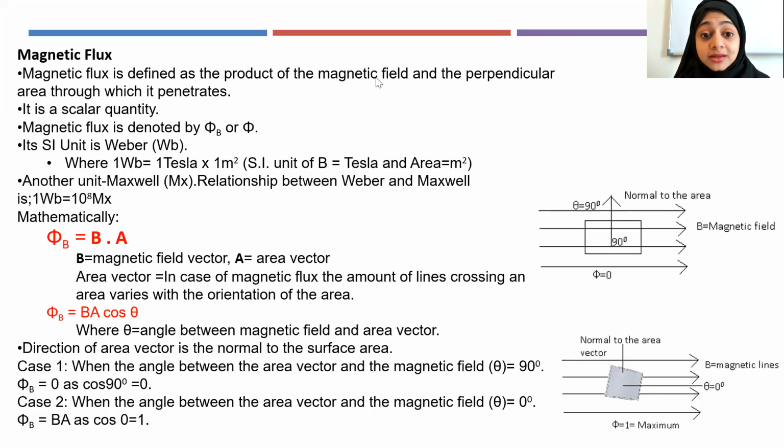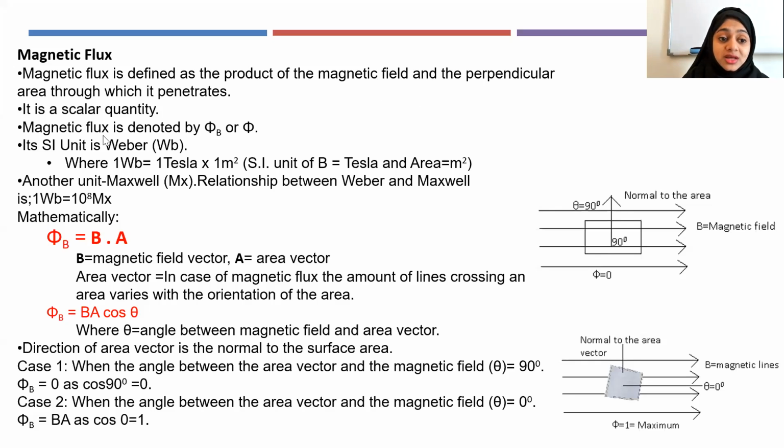Magnetic field B is a vector quantity. We have already learned magnetic field B, which is a vector quantity. We find the direction of magnetic field using the thumb rule and all. So it's a vector quantity. It has a magnitude and direction. And another vector quantity is the area.